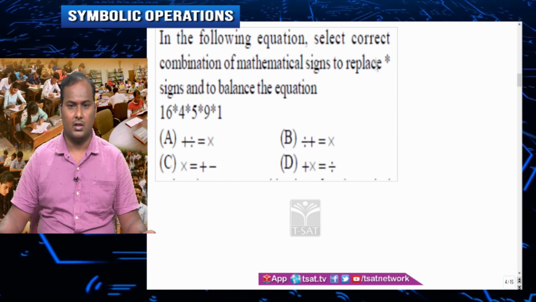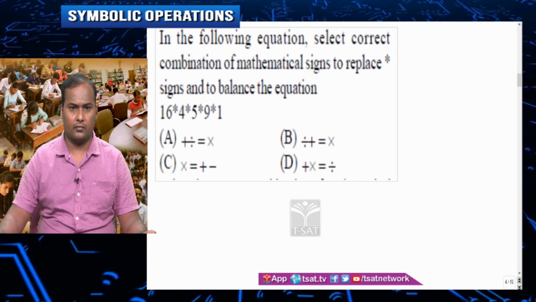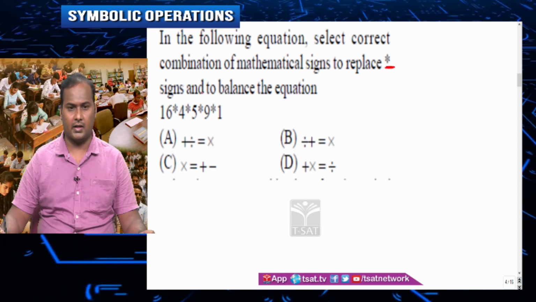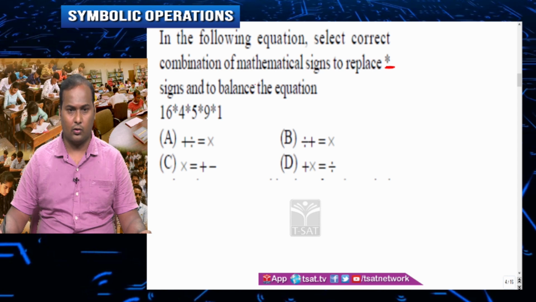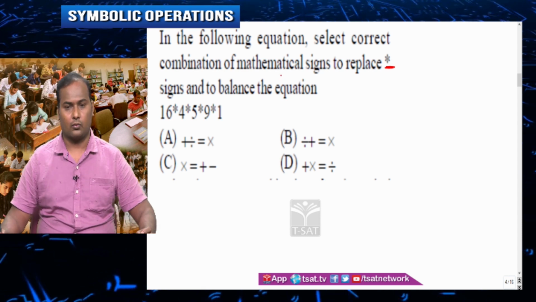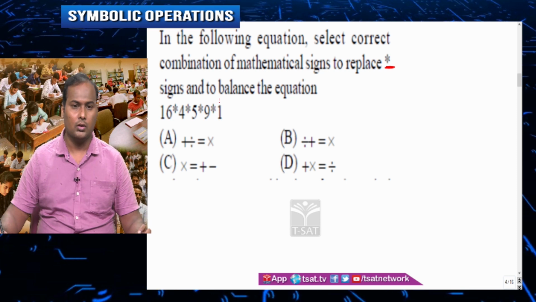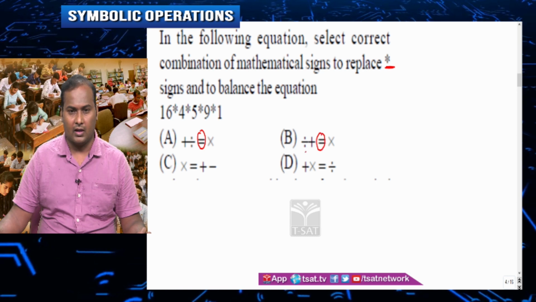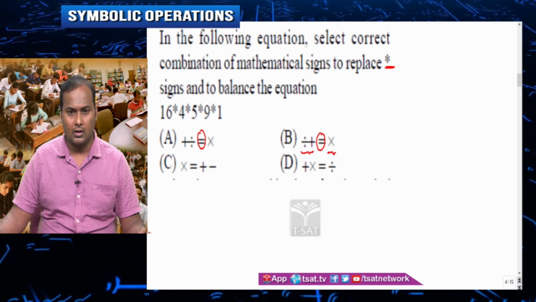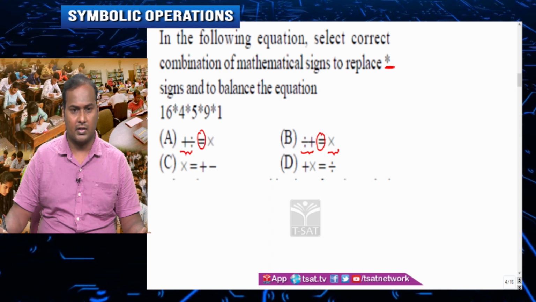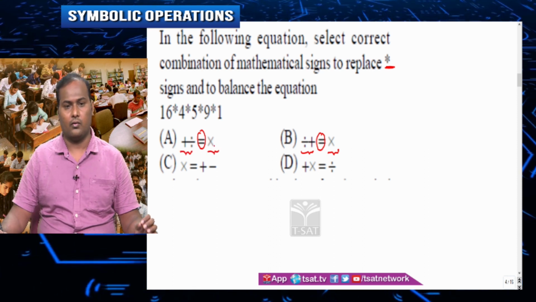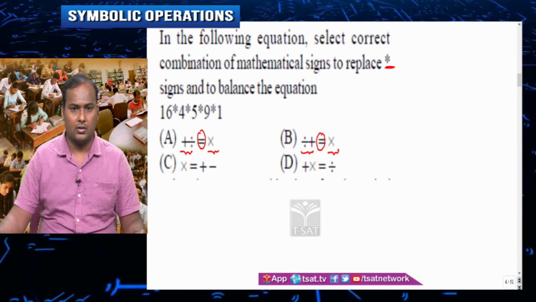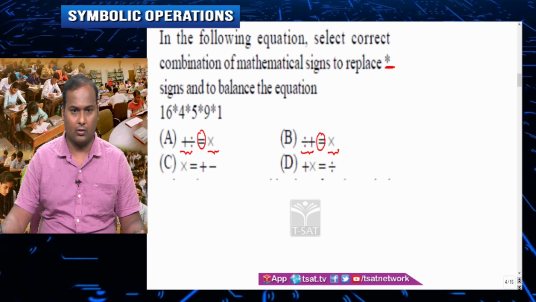And in the following question, select the correct combination of mathematical signs to replace the star symbol or star sign, and balance the equation, and you have to perform the equation. In this type of question, if you observe the options, what is the clue? The clue is equal to. Because whenever equal is there in between, the left hand side should be equal to the right hand side. Now from here onwards you have to focus on the left hand side and right hand side of that equal symbol. So let's try to solve them.